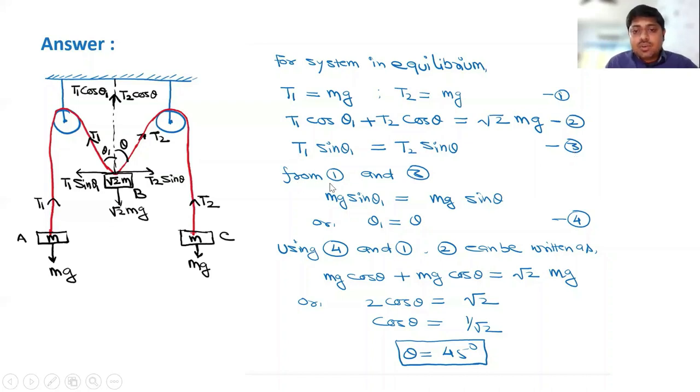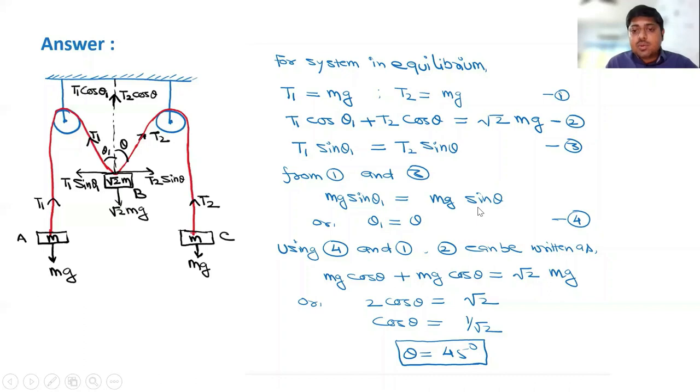From equation 1 and 3, we can say mg sine theta 1 is equal to mg sine theta. Because mg will be cancelled out from both the sides, we can say theta 1 is equal to theta. Both these angles must be equal for the equilibrium state. That thing we know after these equations.